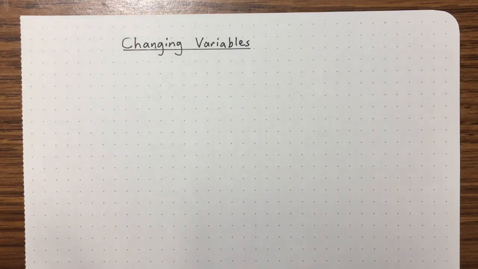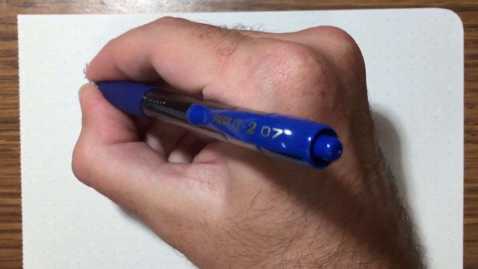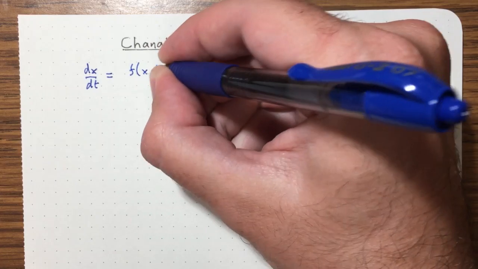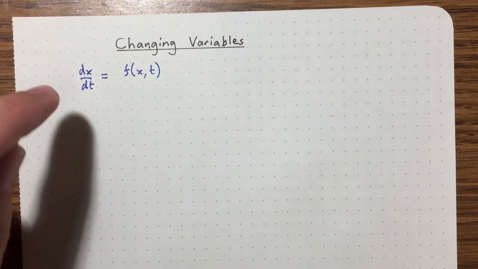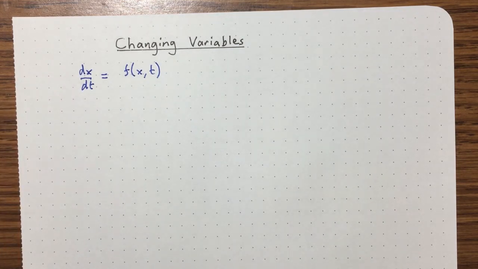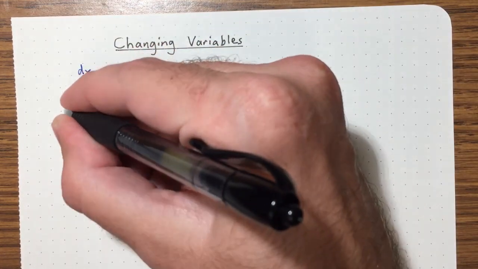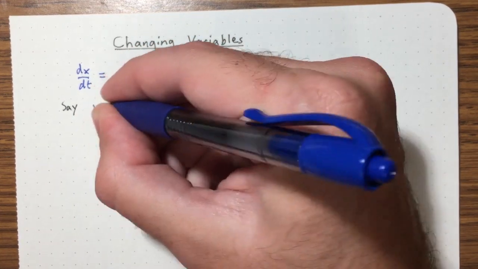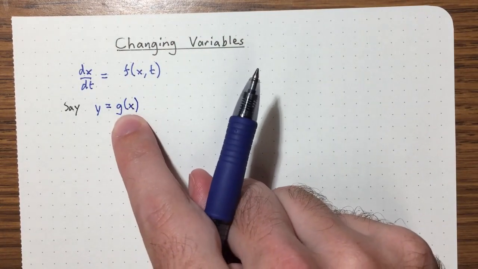Suppose we have a differential equation that looks like this: dx/dt equals some function of x and t. So x is the dependent variable, t is the independent variable. We're solving for x of t. And let's say that we have another function, we'll call it y equals g of x. So y is some function of x, which is in turn some function of t.